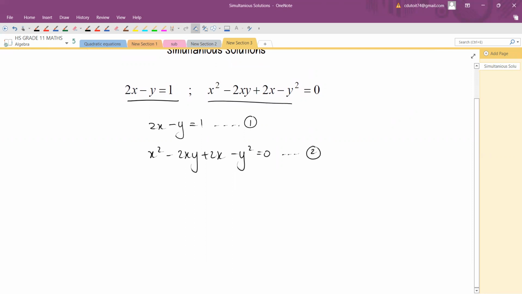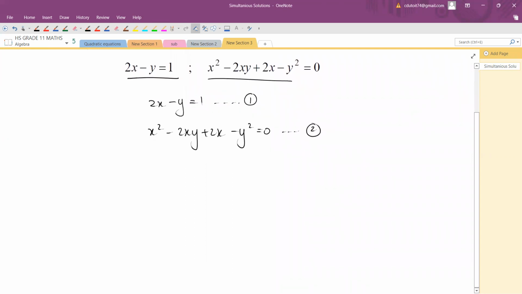In one or two, you can either make x or y the subject of the equation. Well, if I look at the first equation, it's easy to get y the subject. Most of the time, you're just going to ignore the equation with the power of 2 in them, because that's difficult to get x or y on its own.